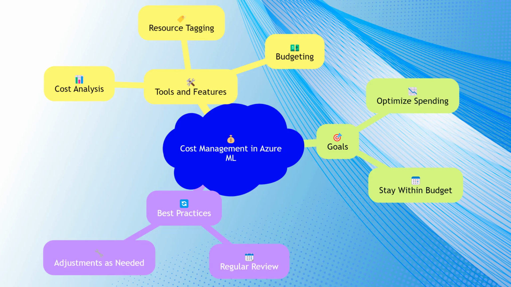Cost management is an important aspect of managing an Azure ML workspace. Azure ML provides various tools and features to help you monitor and control costs, including budgeting, cost analysis, and resource tagging. By understanding and utilizing these tools, you can optimize your spending and ensure that your machine learning projects remain within budget. Effective cost management involves regularly reviewing your resource usage and making adjustments as needed.